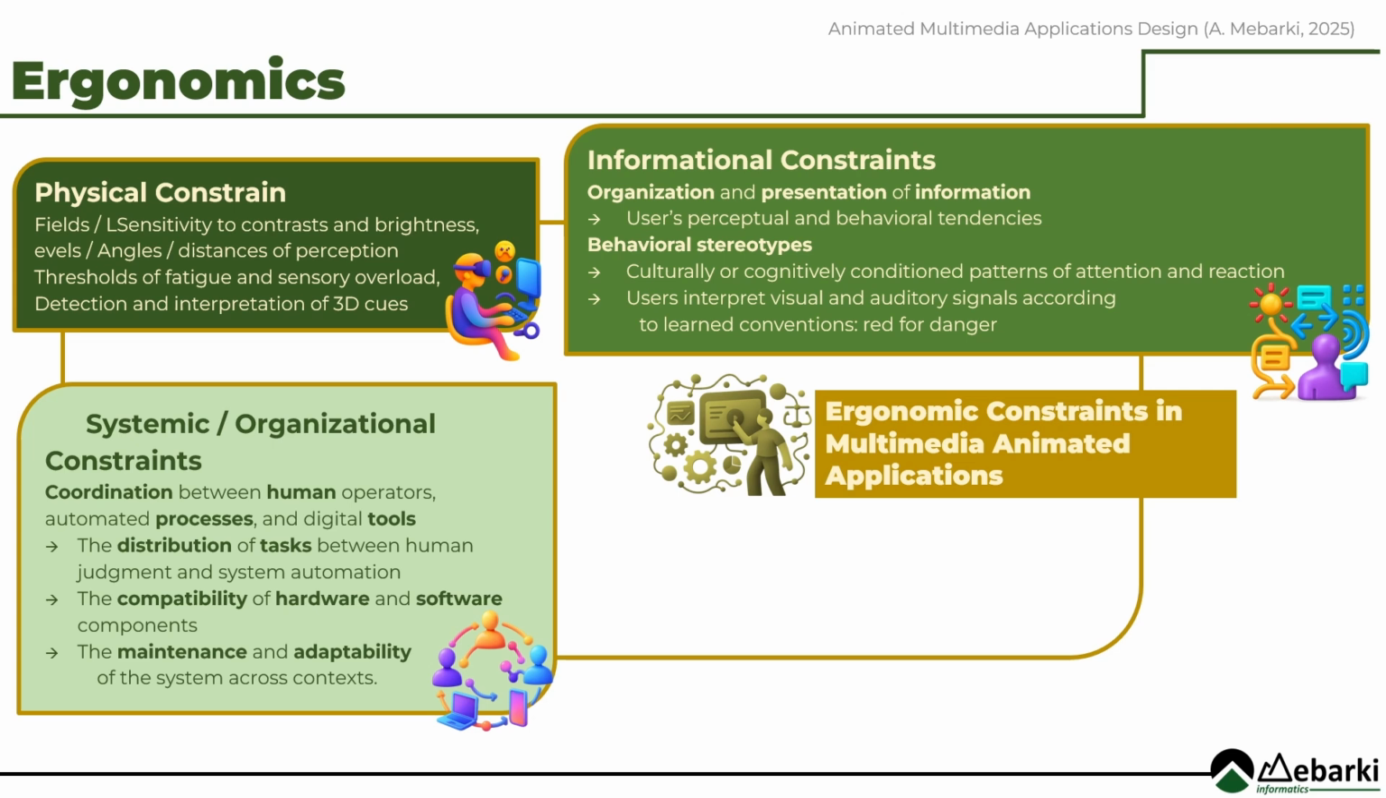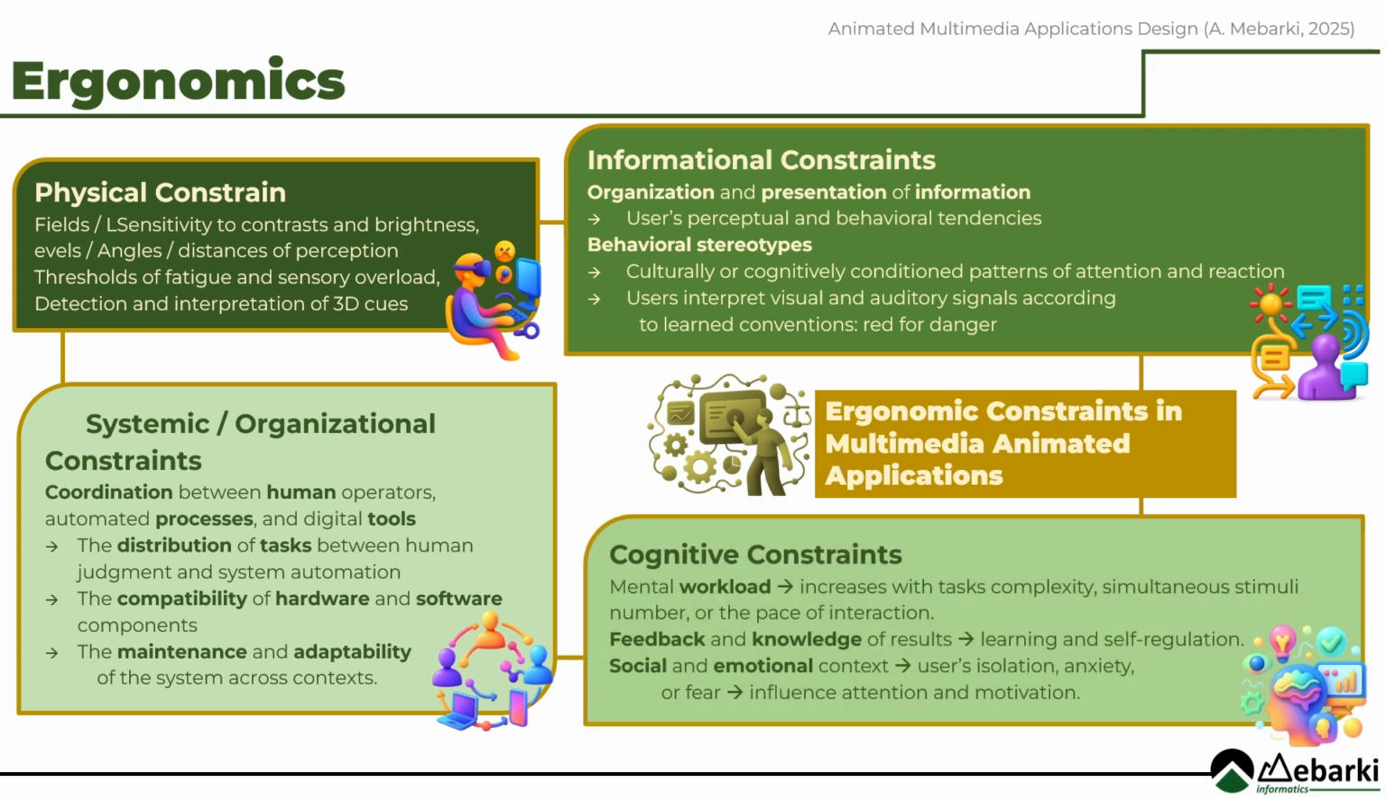This perspective recognizes that usability depends not only on the interface itself, but also on the coordination between human operators, automated processes, and digital tools, the distribution of tasks between human judgment and system automation, and the compatibility of hardware and software components, the maintenance and adaptability of the system across contexts. In multimedia production and deployment, ergonomic design must therefore integrate both individual and collective dimensions, ensuring consistency between technical tools, organizational structures, and user practices.